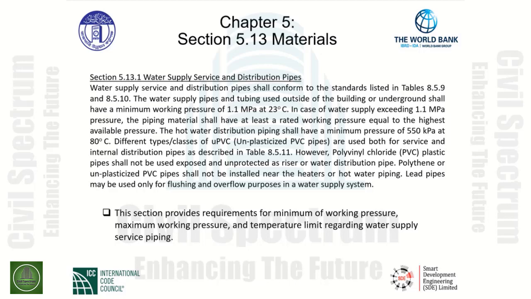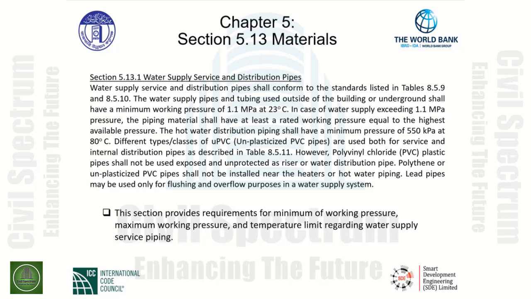Section 5.13.1 gives us specific requirements regarding the water supply service and distribution pipes. They shall conform to the standards that are listed in tables 8.5.9 and 8.5.10. The water supply pipes and tubing used outside of the building or underground shall have a minimum working pressure of 1.1 megapascals at 23 degrees Celsius.